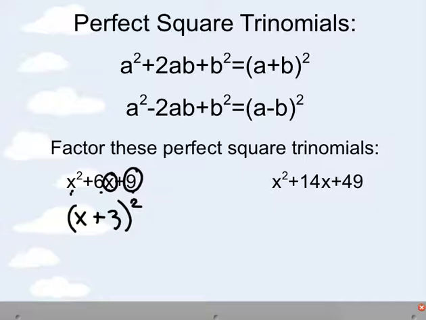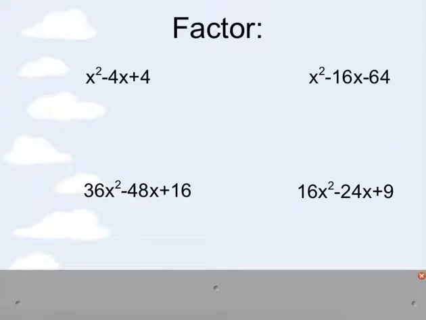Once again, x squared is a perfect square, so is 49. So we just need to check if this internal term is 2 times the square root of the first, so x, times the square root of the second, 7. And it does give me 14x, so that works, which means I can just put x plus 7 squared. All right, so we're looking for that perfect square to start and finish our trinomial and the combination in between. So let's try a few more.